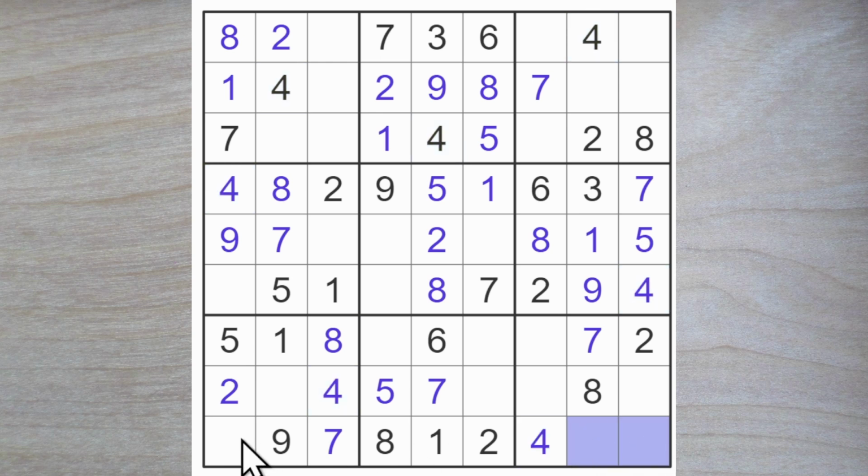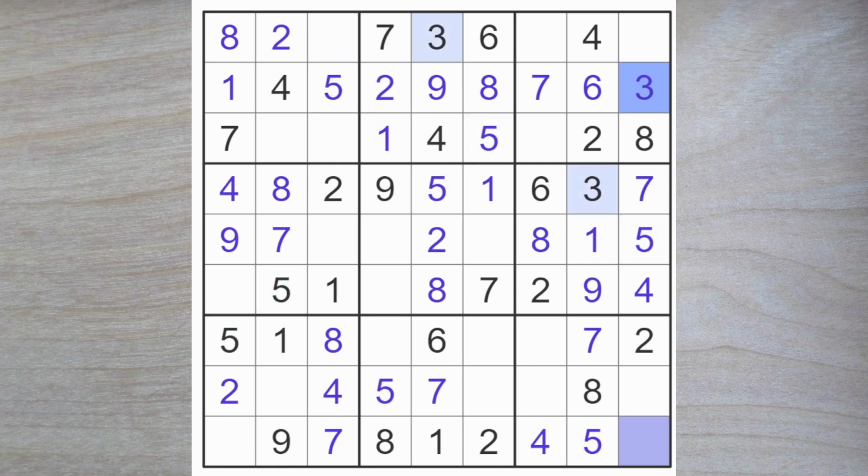And a 3, 5, and a 6 for these squares. We have a 5 blocking here. We have a 5 blocking here. So here's the 5. And therefore we have a 6 up here. And a 3 and a 5 for these squares. The 5 blocks up. Here's the 3. Here's a 5.